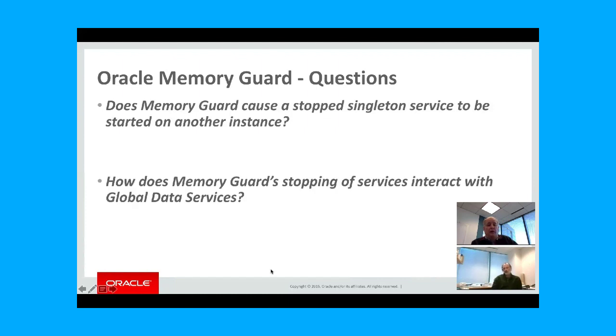Right. Okay, so we have an availability feature called Global Data Services that we introduced in 12.